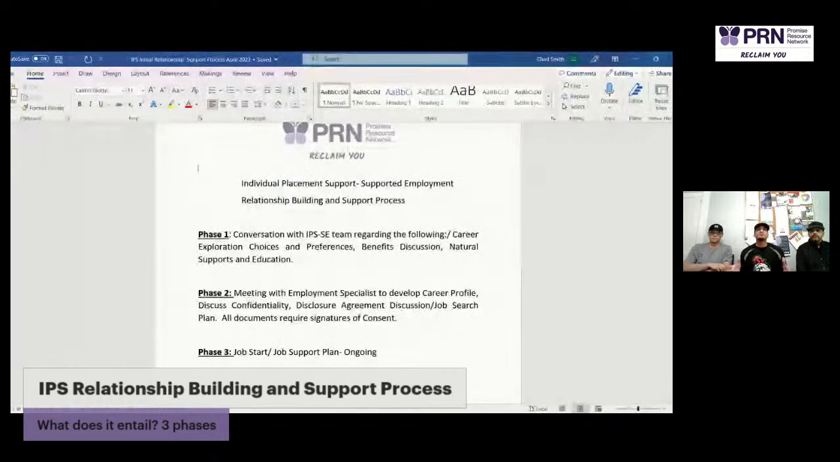So during the initial phase one, we like to get to know the individual. We sit with them. We may have something to write with, but we're all in. We're actively listening to gain information and insight on what they're interested in as far as their employment. And then we move into phase two, and I'll let Chad share what phase two consists of.